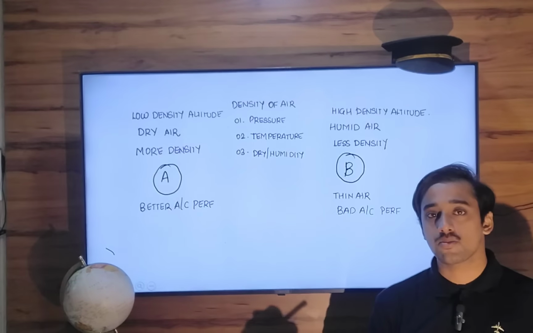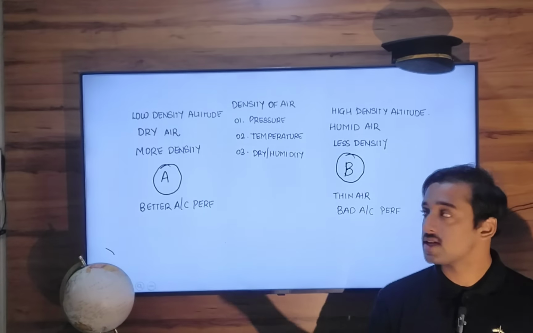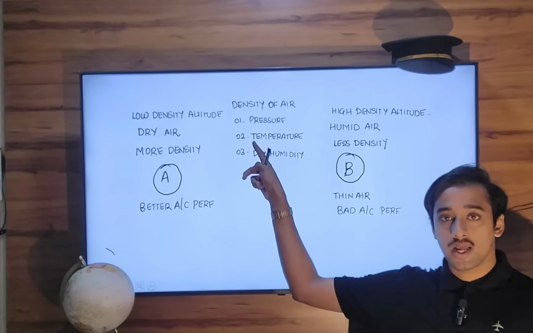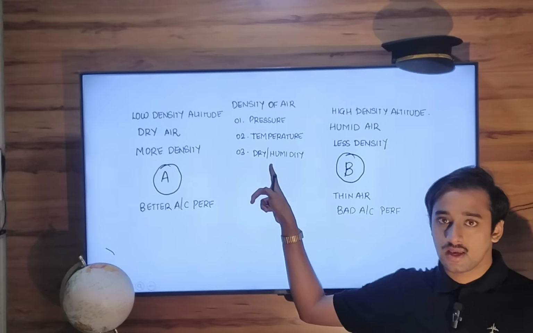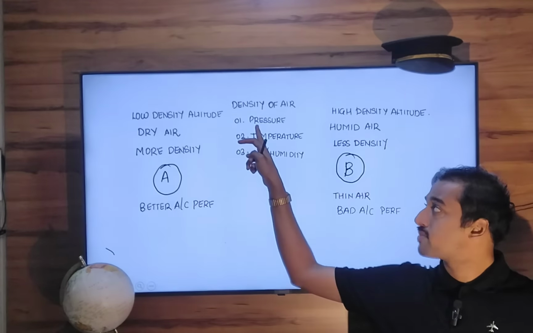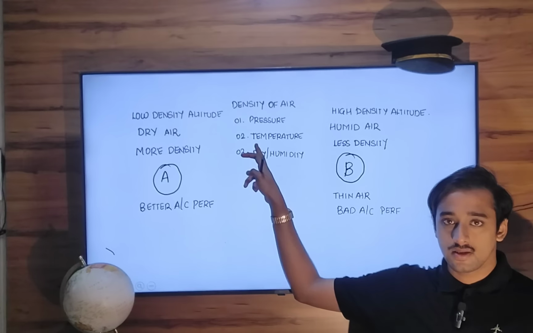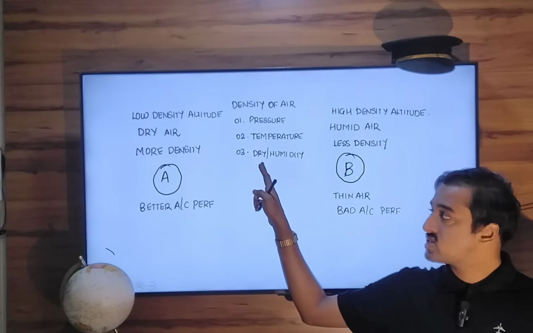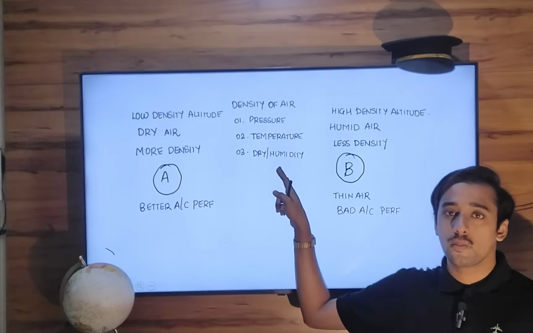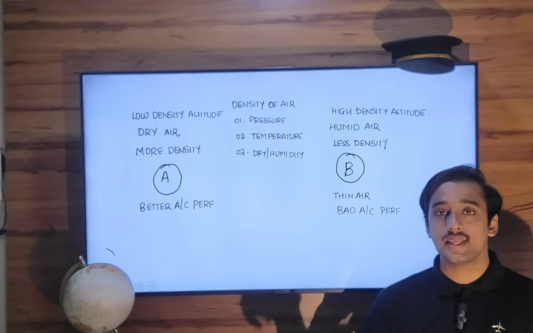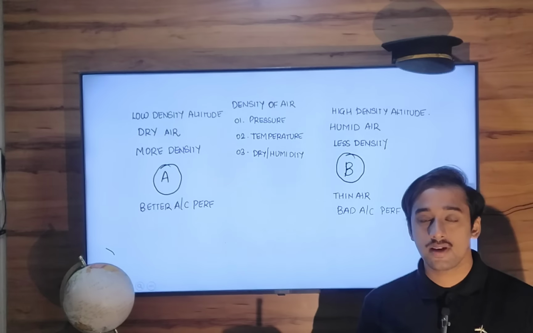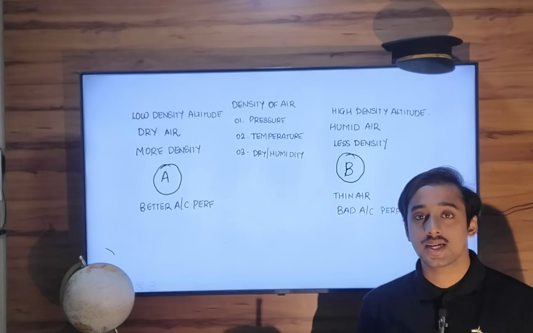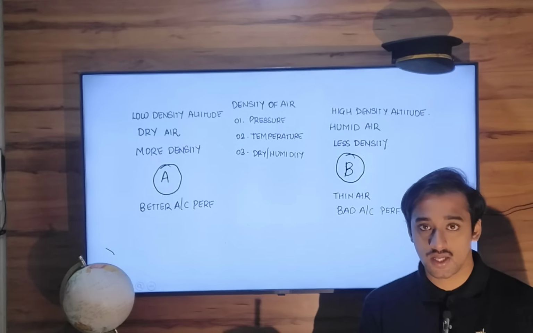Now density of atmosphere depends on three factors: atmospheric pressure, temperature and dryness of air or humidity in air. Now in the question it's given that temperature and pressure are constant, so let's ignore that. Let's focus our attention on dry and humid air. What happens when the air is dry? The density of air increases. When the air becomes humid, the density of air decreases.